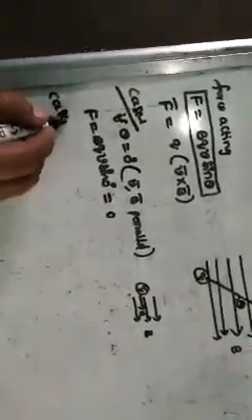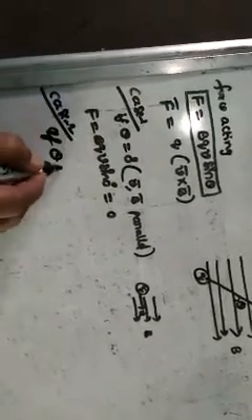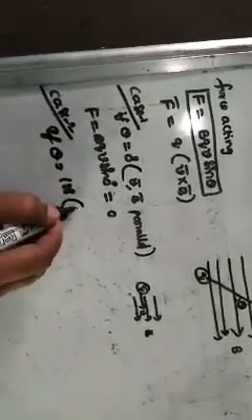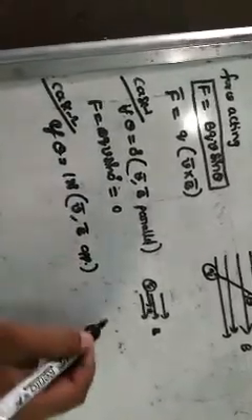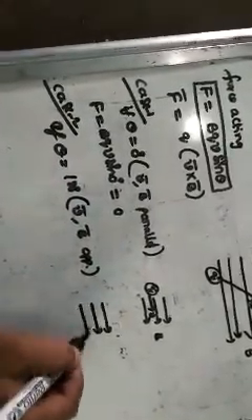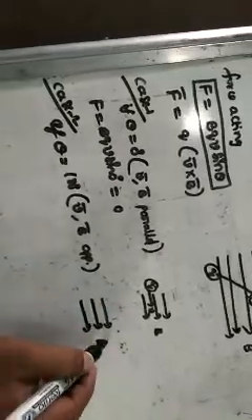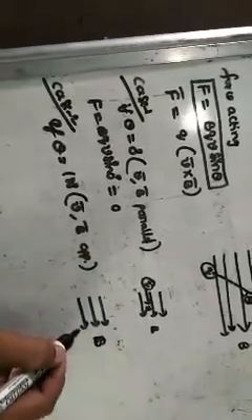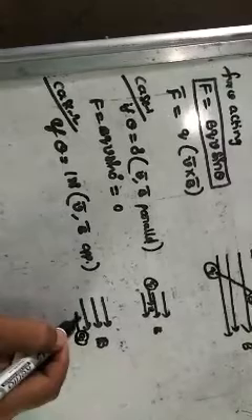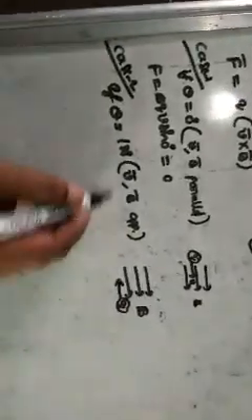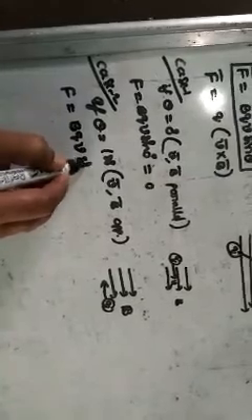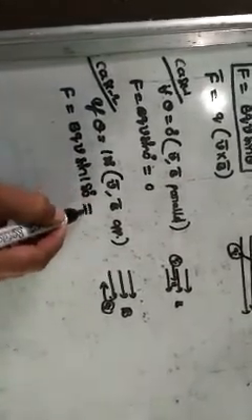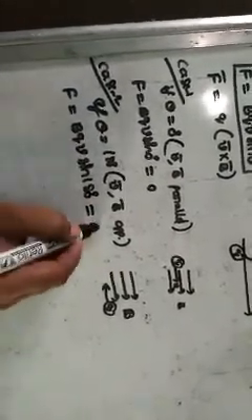Case 2, if theta equals 180 degree. 180 degree means the velocity of the particle is opposite to the magnetic field. If this is the magnetic field, then the charged particle is moving opposite like this, so automatically theta equals 180. Substitute: F equals BQV sin 180. Sin 180 is also 0, and 0 into something is 0.